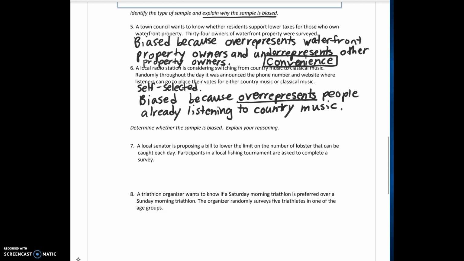A local senator is proposing a bill to lower the limit on the number of lobsters that can be caught each day. Participants in a local fishing tournament are asked to complete a survey. Now, again, we're talking about some lobster fishing. It's not really fishing, but we're talking about catching lobster, which a fisherman might do. So we're going to a fishing tournament asking those people. You're overrepresenting fishermen and underrepresenting everybody else in the population, so this definitely would be biased.